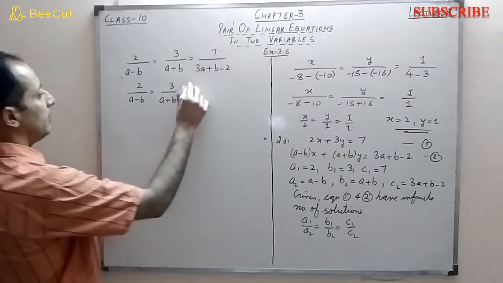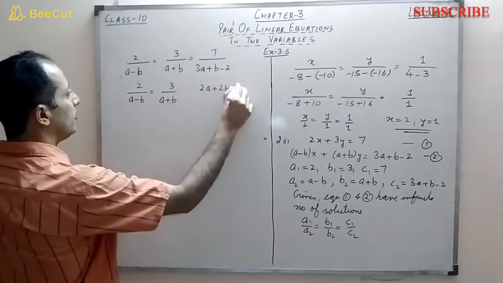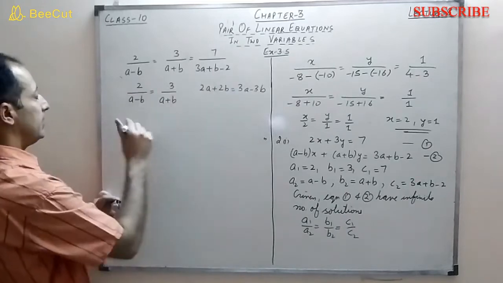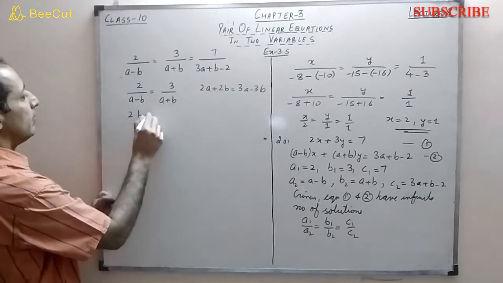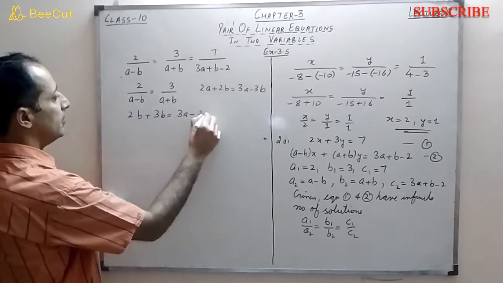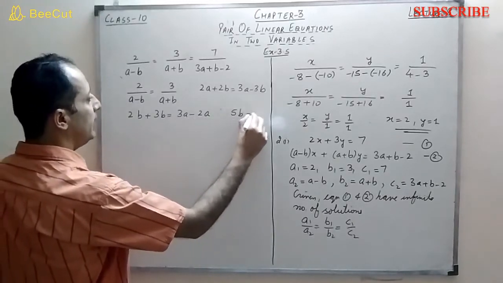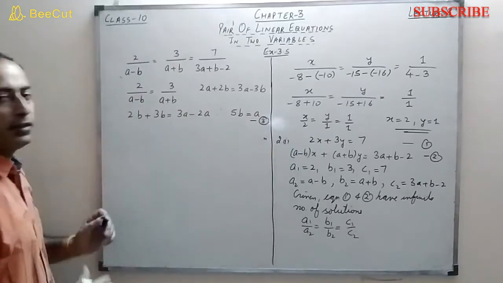Then I cross multiply, I get 2a plus 2b is equal to 3a minus 3b. Now I shift this side and I get 2b plus 3b is equal to 3a minus 2a. So from here I get this relation as 5b is equal to a. I can write this relation as my third equation.